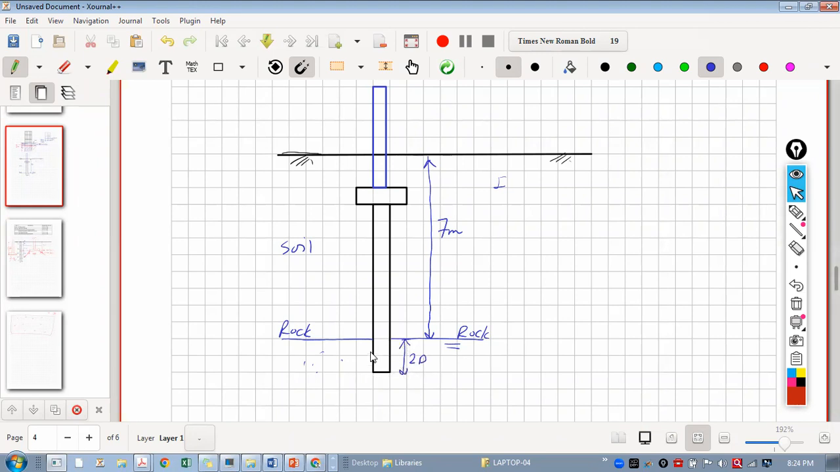So drilling in the rock, we call it socketing. And 2D means 2 into the diameter of the pile. So what will be this? 2 into 500 mm. So it will be 1 meter. So 7 to 8 meters, they are saying your socketing. Okay, this is your 7 and this is total 8. 7 to 8 means 1 meter will be the socketing in the rock. So that is the meaning of it.